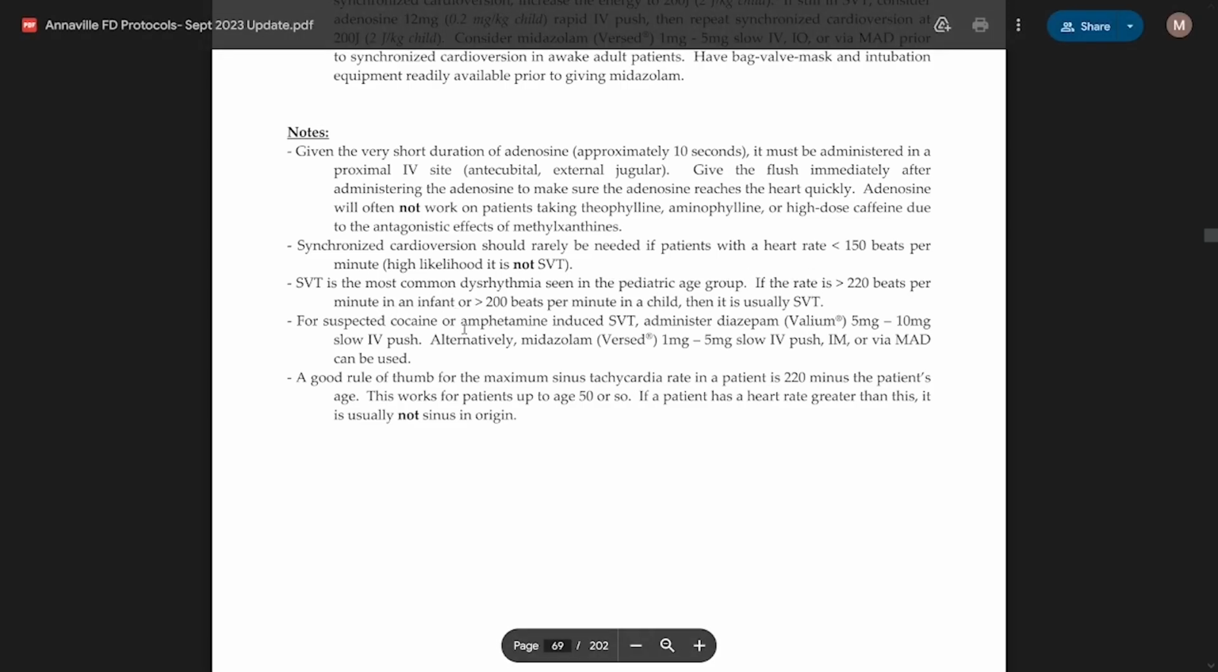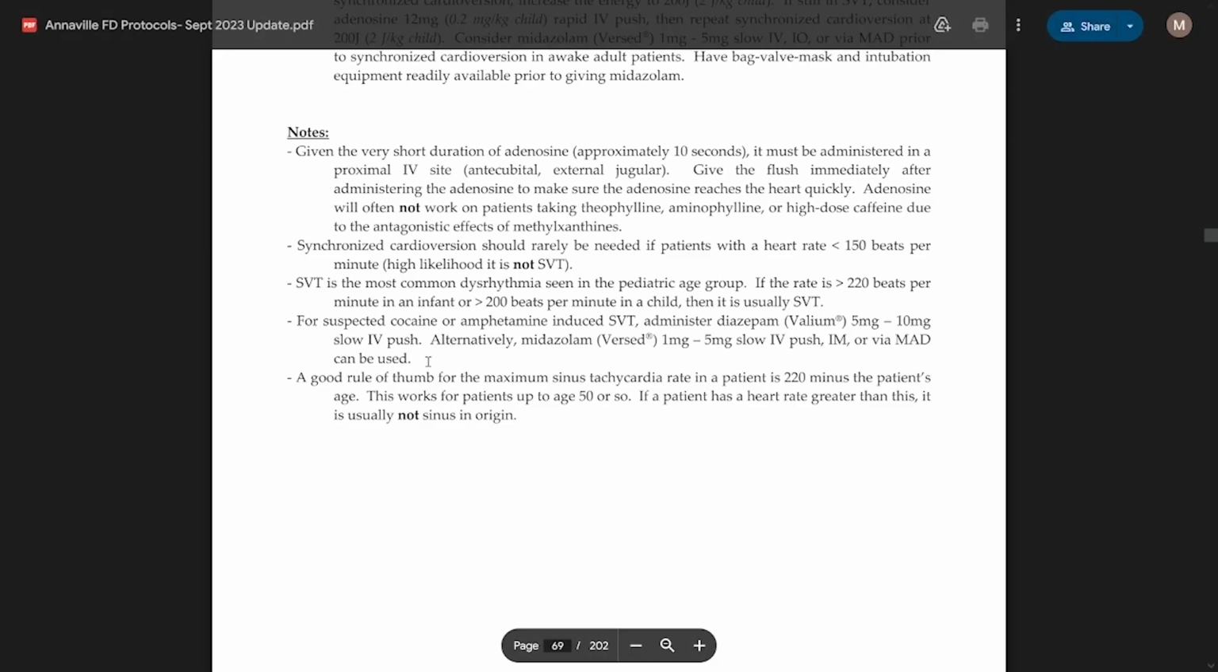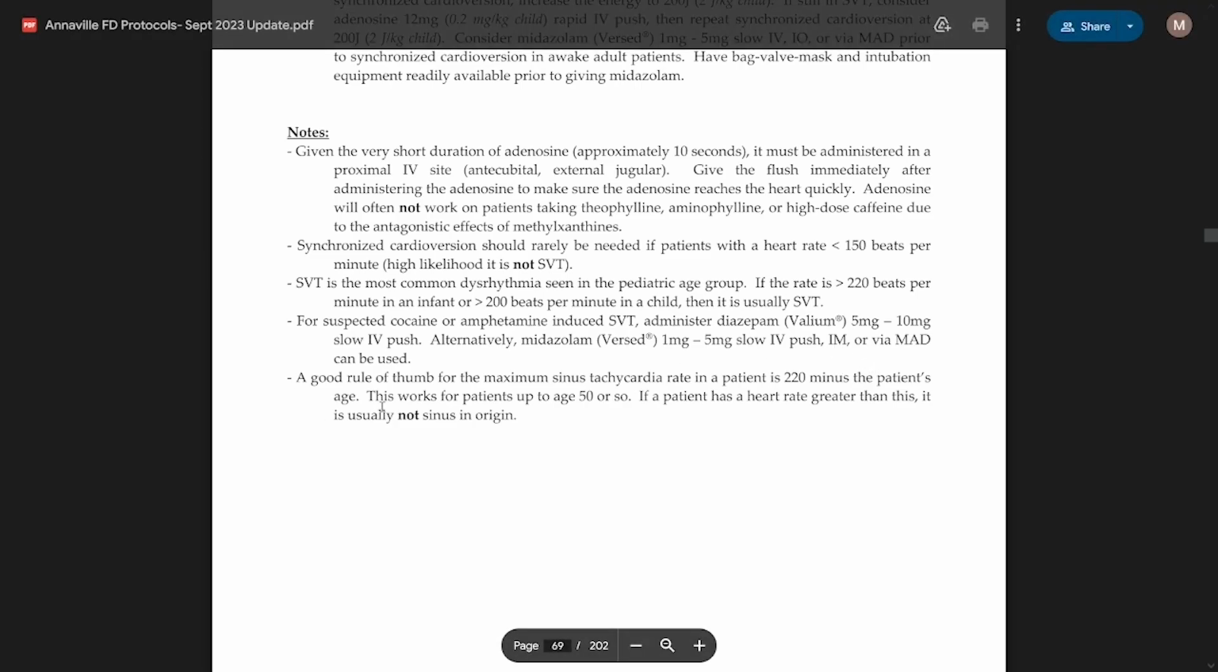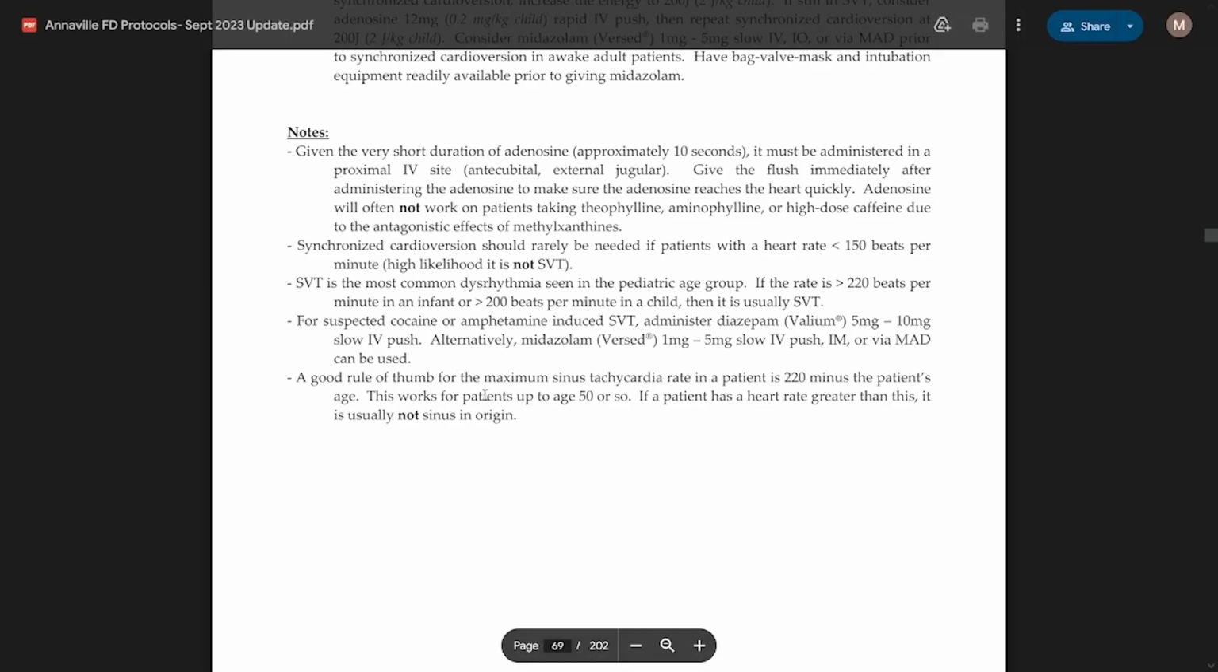For suspected cocaine or amphetamine-induced SVT, administer diazepam or Valium at 5 milligrams to 10 milligrams with a slow IV push, or alternatively, administer midazolam or Versed at 1 to 5 milligrams with a slow IV push, intramuscularly, or via a mucosal atomizer device. A good rule of thumb for the maximum sinus tachycardia rate in a patient is 220 beats per minute minus the patient's age. This works for patients up to 50 years old or so, and if the patient has a heart rate greater than this, it is usually not sinus in origin.